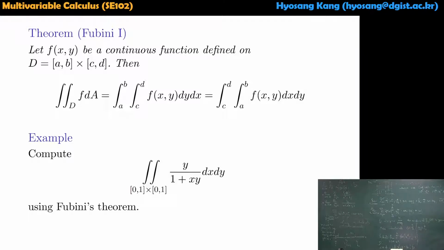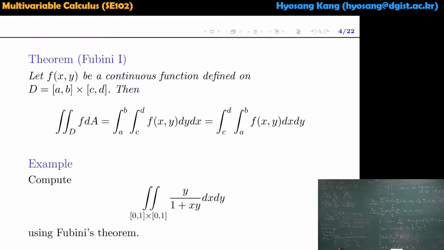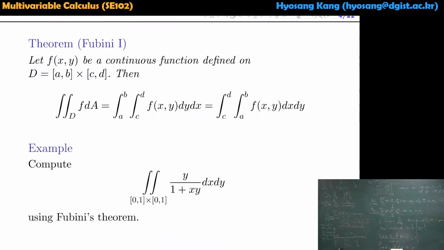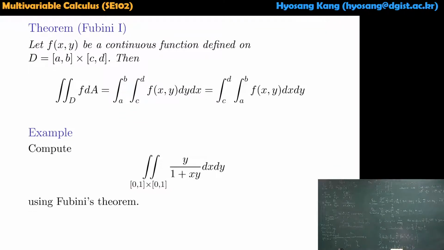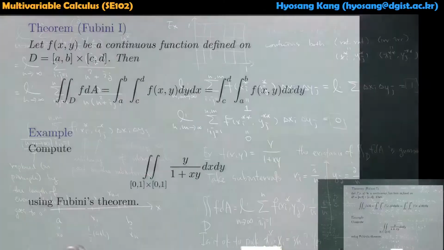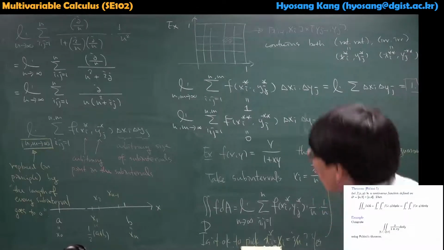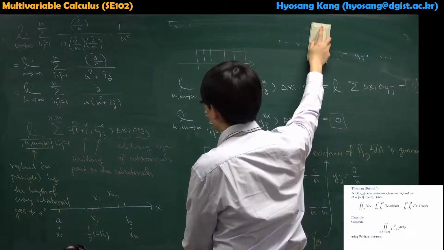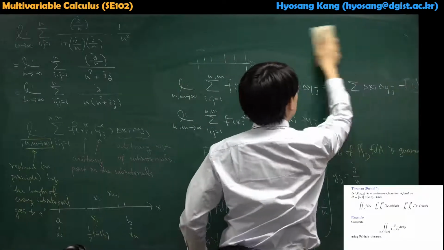So here's an example. You have the same example, but the previous case was finding the double integral without knowing the Fubini theorem. Now we know the Fubini theorem, so we can integrate this by using the iterated integral. So let's do this. Okay, so let me erase this.